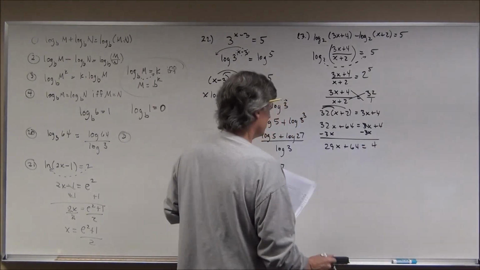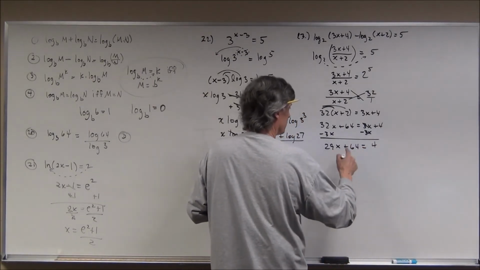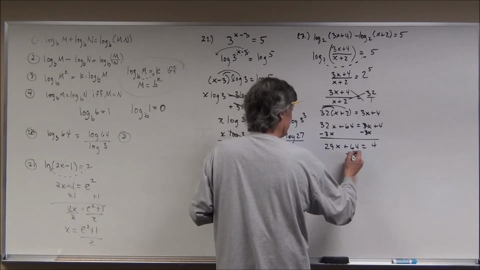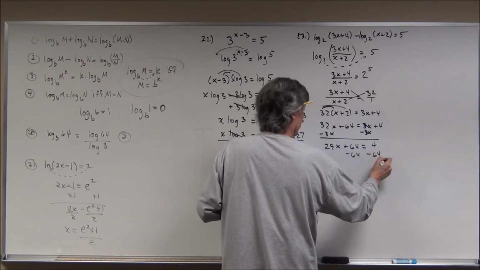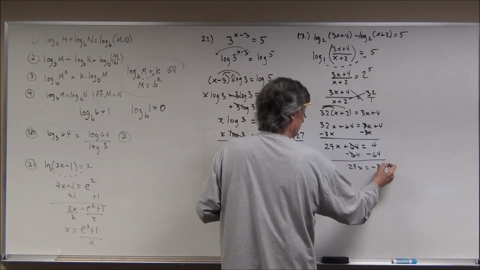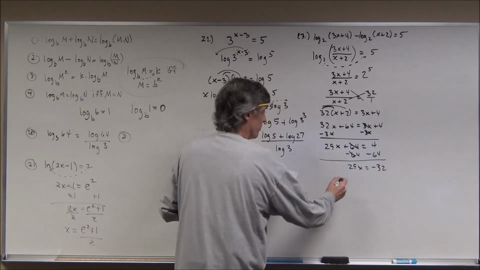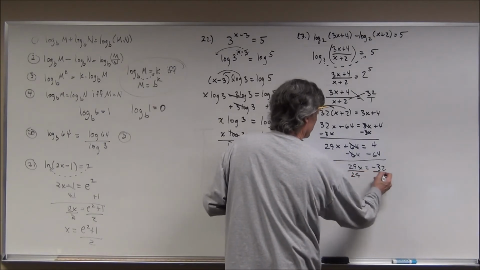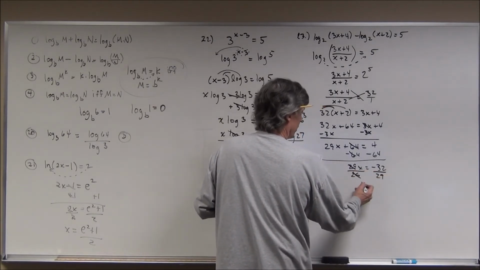Did I get that right? Looks like I got that right. Now I'm going to subtract 64 from both sides. I get 29x is equal to negative 32. Oh, I don't like that negative. Divide both sides by 29. I am definitely going to check my answer. I don't want to end up with that.